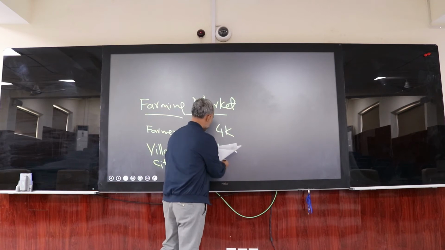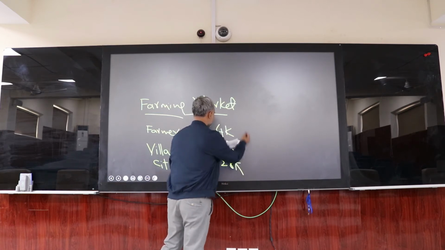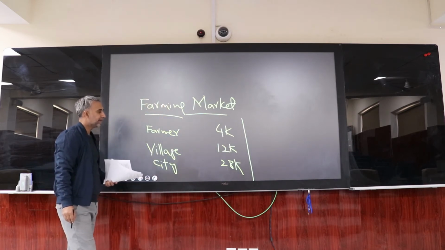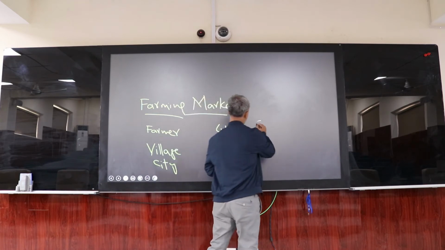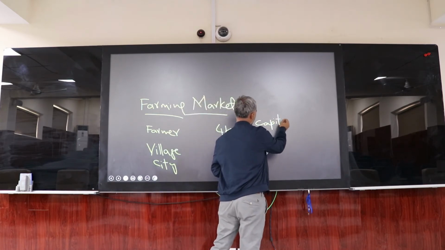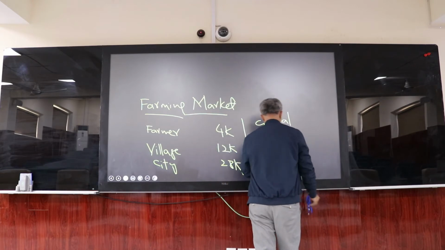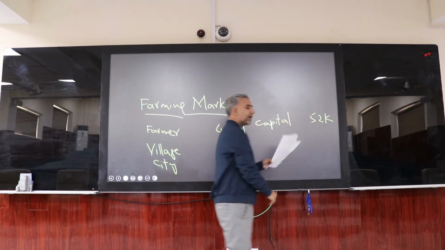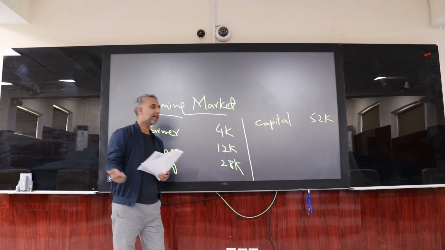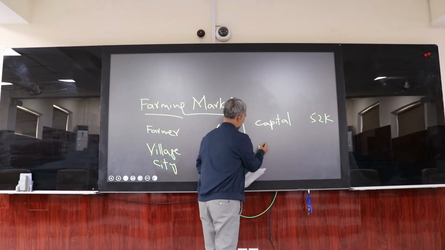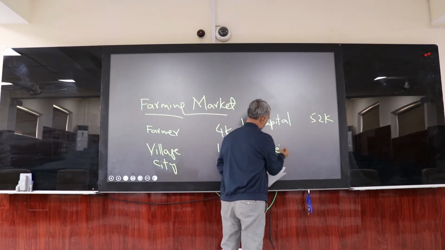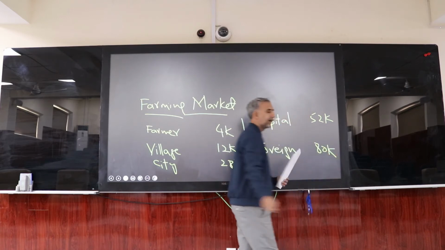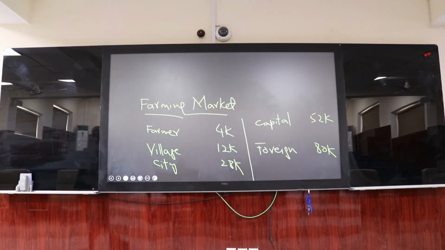When it reaches the nearby city, price becomes 28,000. Once the same product reaches the capital of some country or area, the price becomes 52K, and once it is exported to foreign countries, the price becomes 80K, as we see with petrol. Like this.